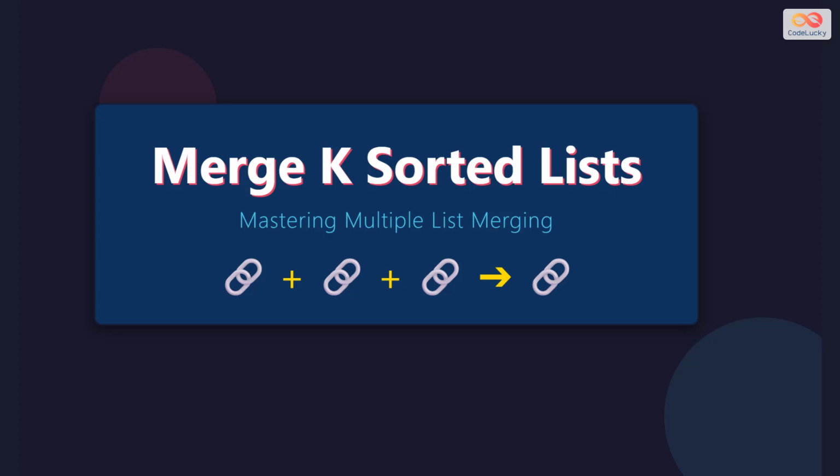Hello, everyone. In today's coding interview guide, we are tackling a classic hard problem, merging sorted linked lists. This is a very popular question at top tech companies, and while it sounds intimidating, the solution is actually quite elegant once you understand the pattern.